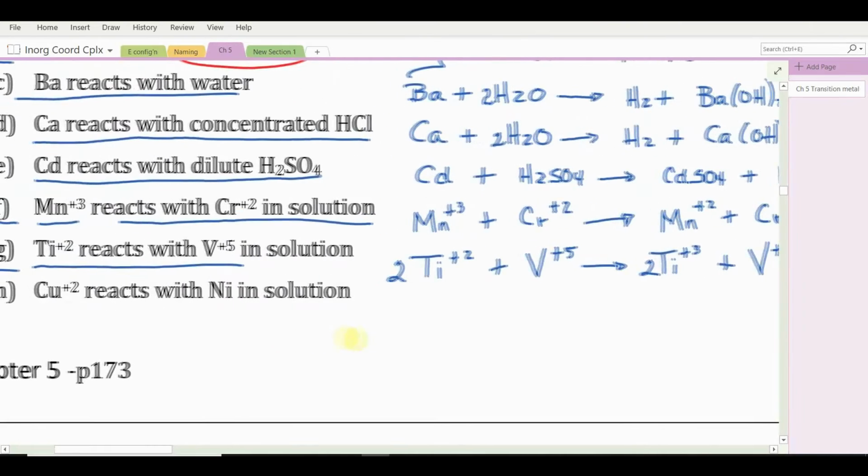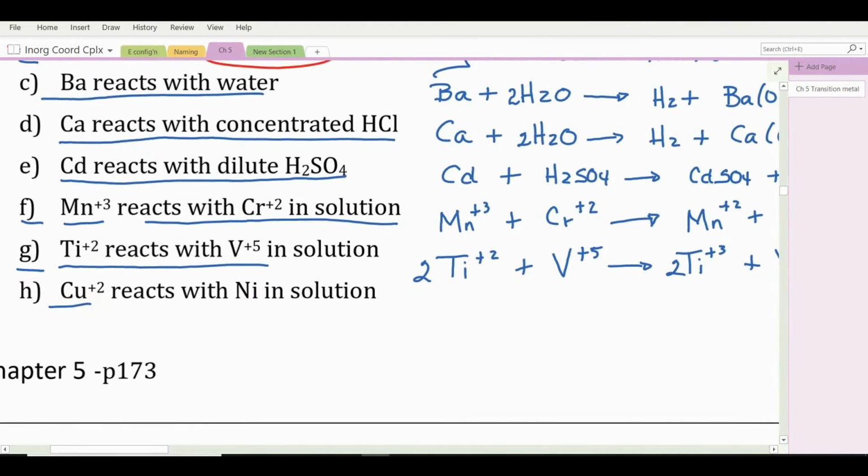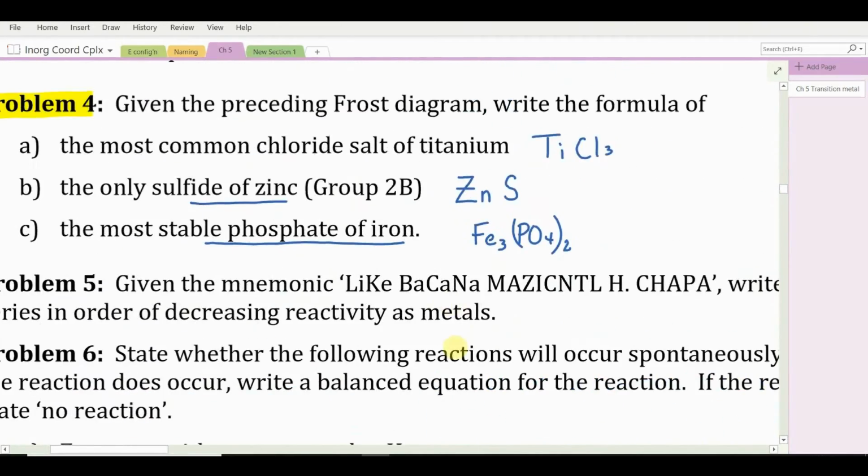And finally, H, copper 2 reacts with nickel in solution. That's nickel 0. Will that react? Well, let's take a look at the activity series. That is, the Frost diagrams.